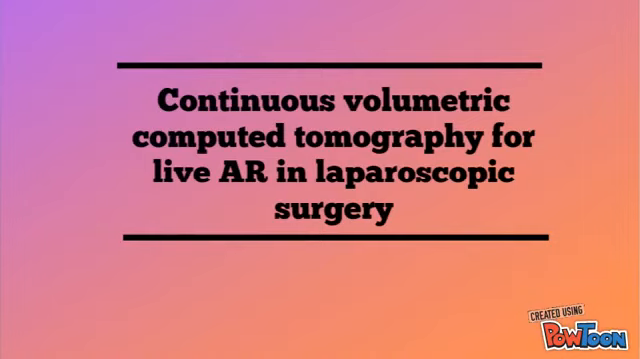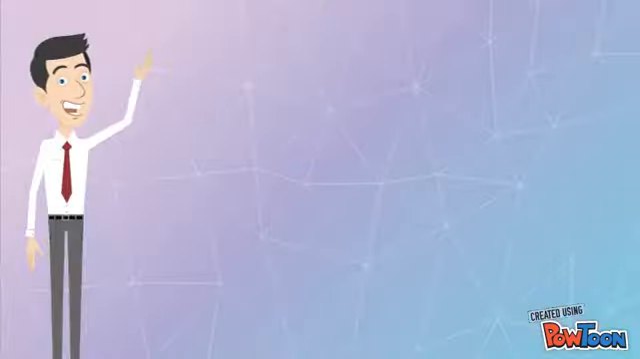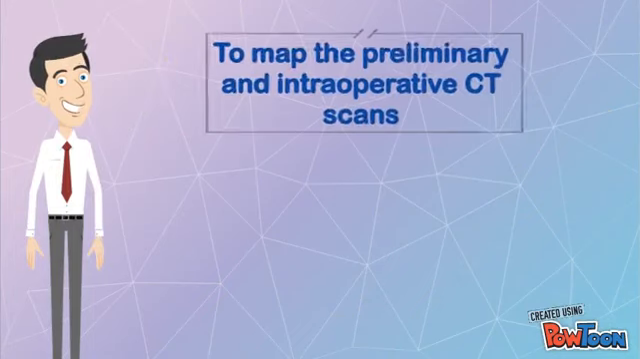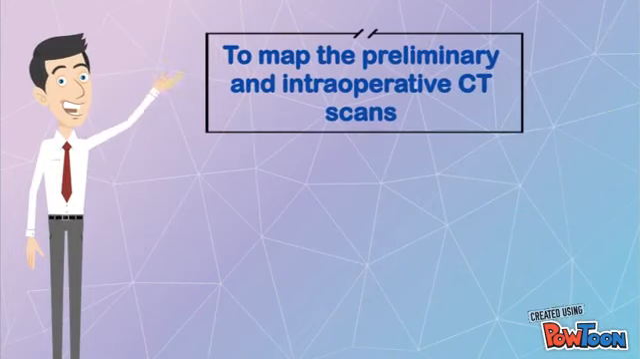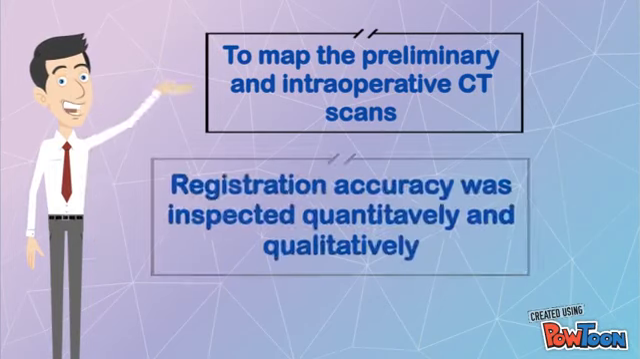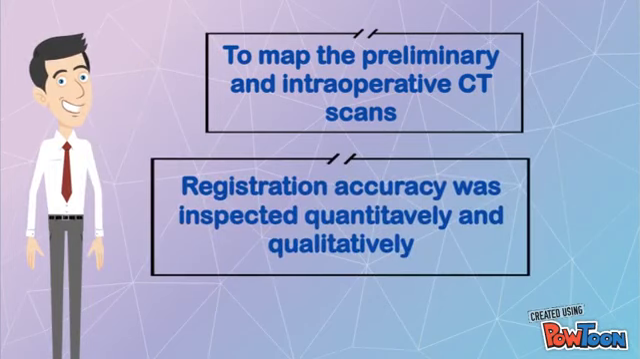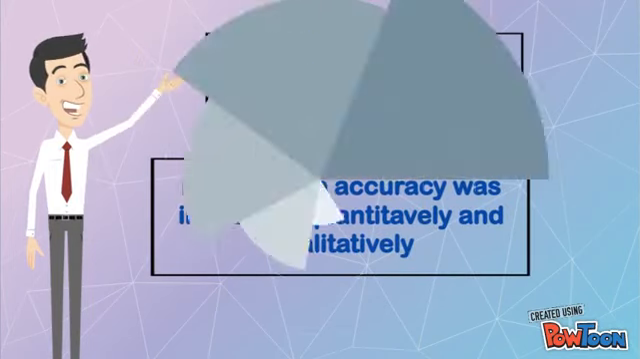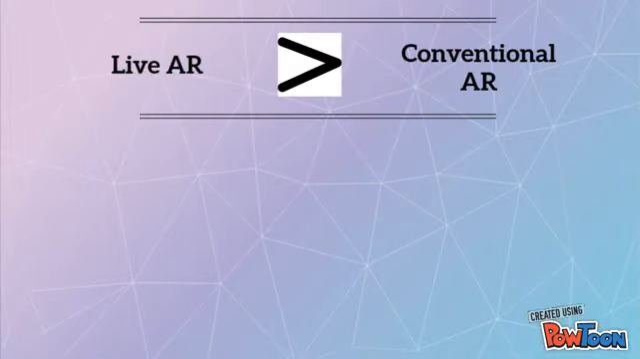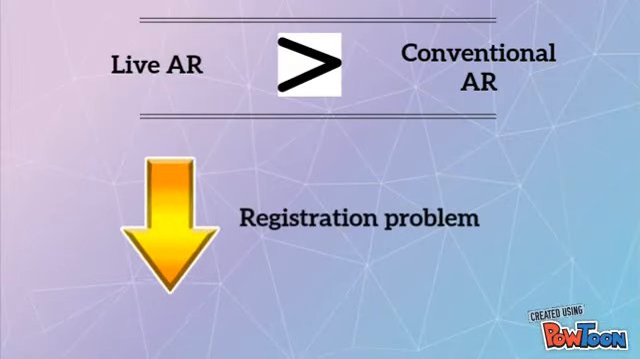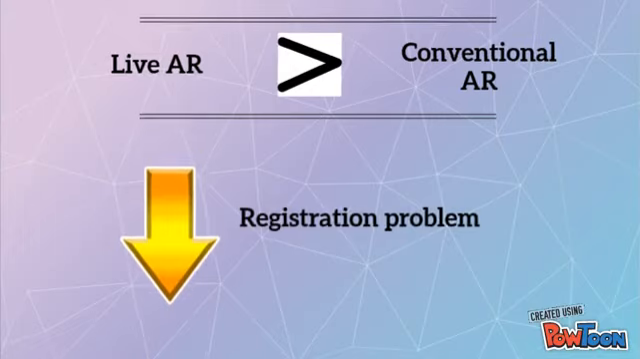Third is continuous volumetric computed tomography for LiDAR in laparoscopic surgery. Automatic registration was used to map the preliminary and the intraoperative CT scans. Also, the accuracy of the registration was inspected quantitatively and qualitatively. LiDAR is better than conventional AR in terms of reducing the misregistration problem.